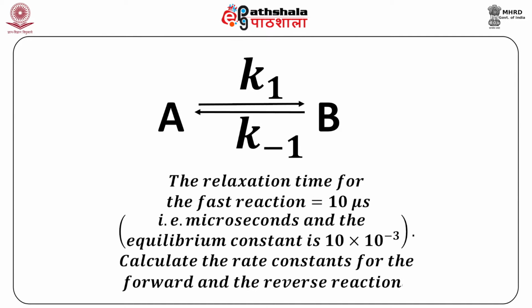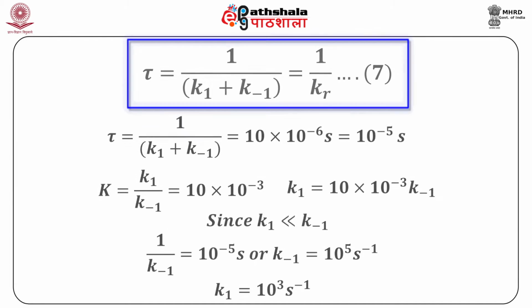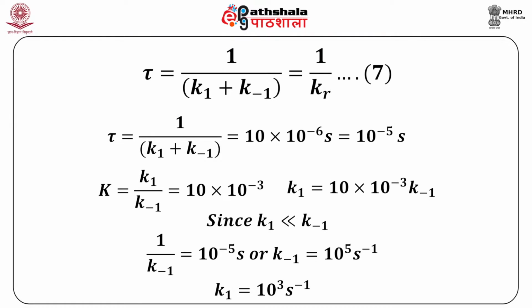You can see in example 1. The relaxation time for the fast reaction is given as 10 microseconds and the equilibrium constant as 10 into 10 to the power of minus 3. You have to calculate the rate constant for the forward and the reverse reaction. On using equation 7, you can have the relation of tau and k. So, you can get the value of K1 as 10 to the power of 3 second inverse.